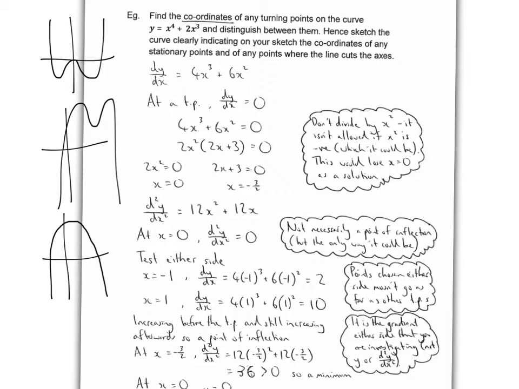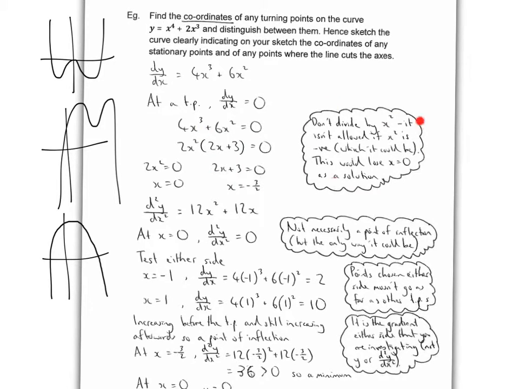So first things first, I'm asked about turning points, so that's going to be something about dy dx. So I differentiate this expression. I then try and work out that at a turning point dy dx is 0, so I set my dy dx equal to 0. If dy dx is 0, you're talking about turning points. If you're equating y to 0, you're talking about roots. But here I'm talking about turning points. I get this expression here, and I solve that to get x equals 0 and x equals minus 3 over 2.